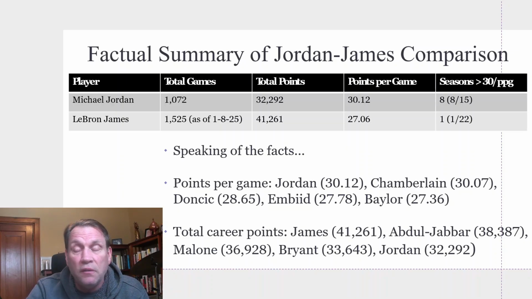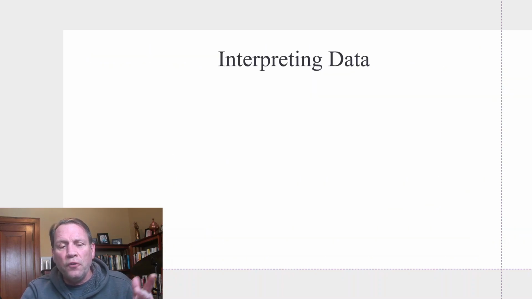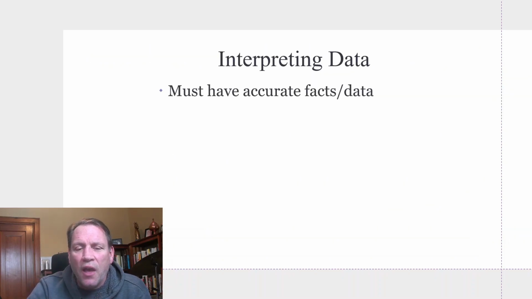On the other hand, if you're talking about total career points, LeBron James ranks number one unequivocally, 41,261 points and counting. And he passed Kareem Abdul-Jabbar, who had been number one for quite a few years, who finished his career with 38,387 points. In third would be Karl Malone at 36,928 points, sorry, not Moses Malone. Then Kobe Bryant, the late great Kobe Bryant, at 33,643. And Michael Jordan would rank fifth at 32,292 points.